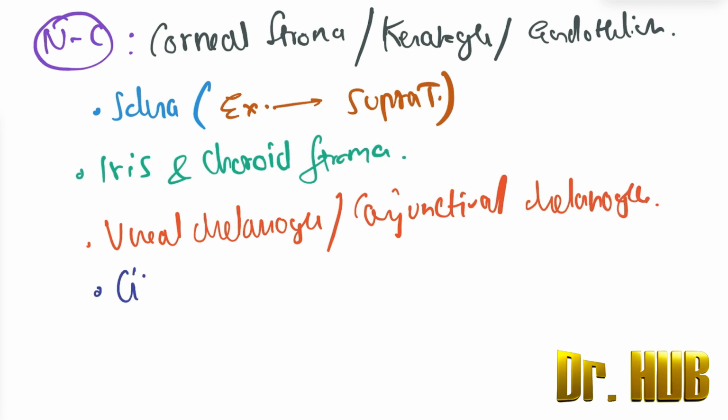Lastly, there are the ciliary muscles. So uveal melanocytes, conjunctival melanocytes, and ciliary muscles as well. So this was all about the embryological derivatives of the eye.